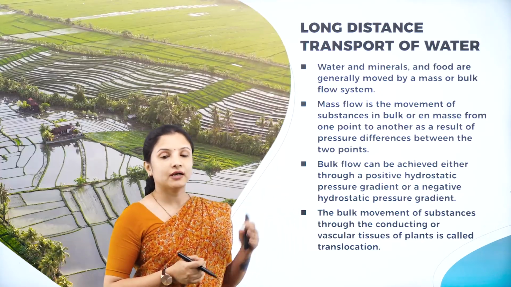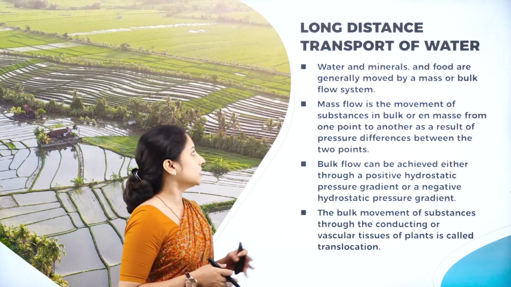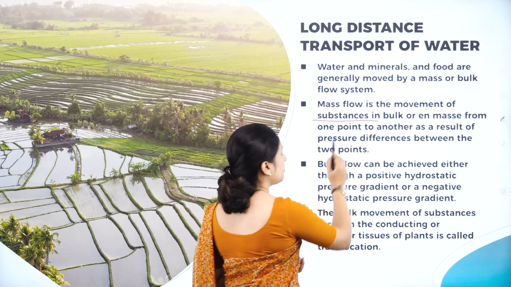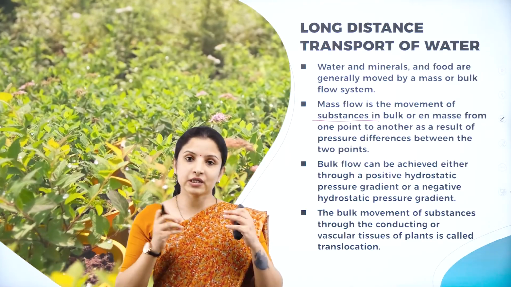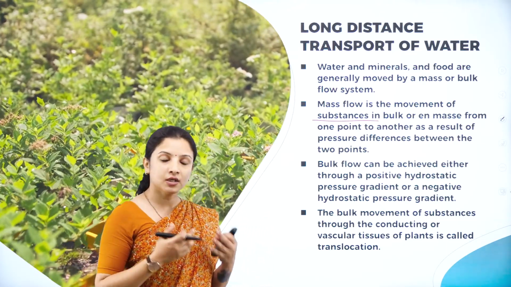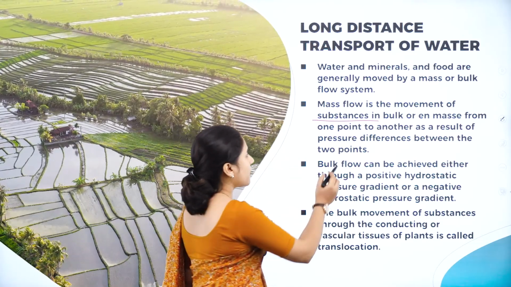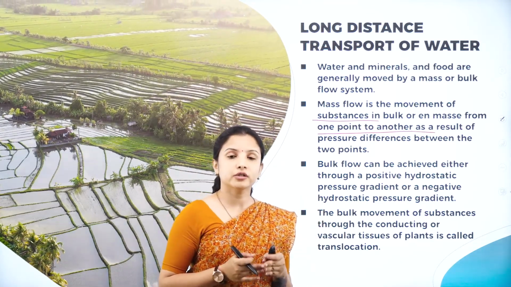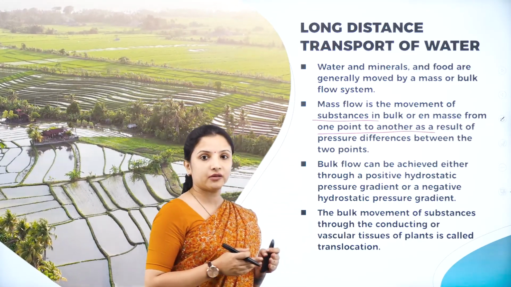So in the roots, there are different cells present through which the water molecules actually travel. So the mass flow is nothing but the movement of substances in bulk. So when I say substances, it means the water will mix with all the mineral content that is present in the soil. Therefore, it forms a solute or a substance. So the substances move from one point to another as a result of pressure difference. So the movement of molecules between the cells actually creates a lot of pressure differences between the 2 points.